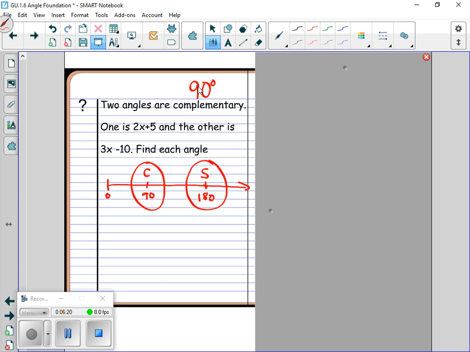Now make sure you watch and look at the process here, because I'm going to have you do one like this in a moment with different information. So since they're complementary, I know that their sum is 90 degrees. So I'm going to write that equation. I got 2x plus 5 plus 3x minus 10 equals 90 degrees. Now put me on pause and just check your math. Make sure you're able to do that.